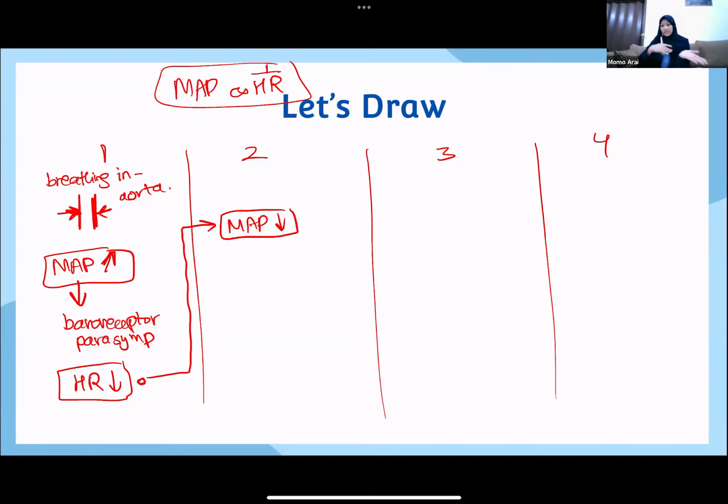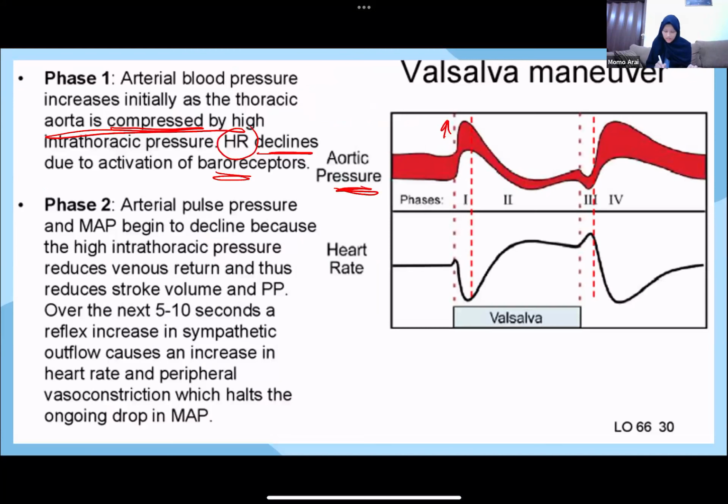That continues, like you're still holding your breath in. That continues onto phase two. Your MAP decreases because of the after effect of the baroreceptor. And then you'll see here in phase two, because of again high intrathoracic pressure, because of the baroreceptor, you have a decrease in venous return, stroke volume, everything to try to keep pressure down. So that's what makes MAP drop. Okay, that's phase two here.